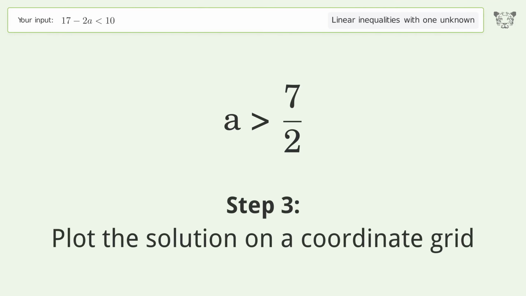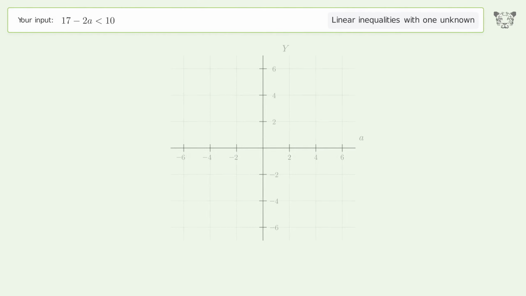Plot the solution on a coordinate grid. And so the final result is a greater than 7 over 2 greater than 31 over 2.